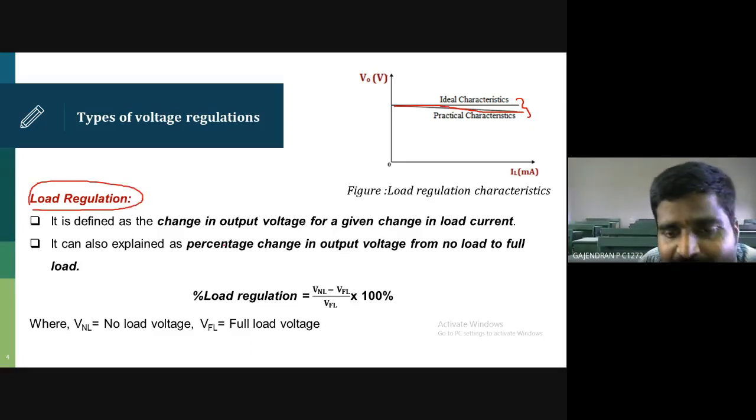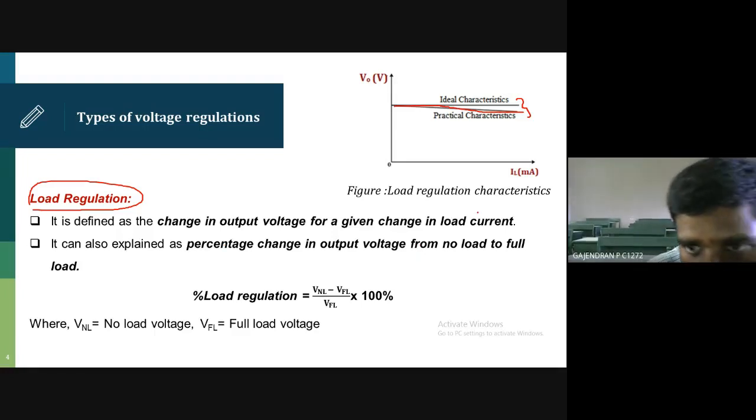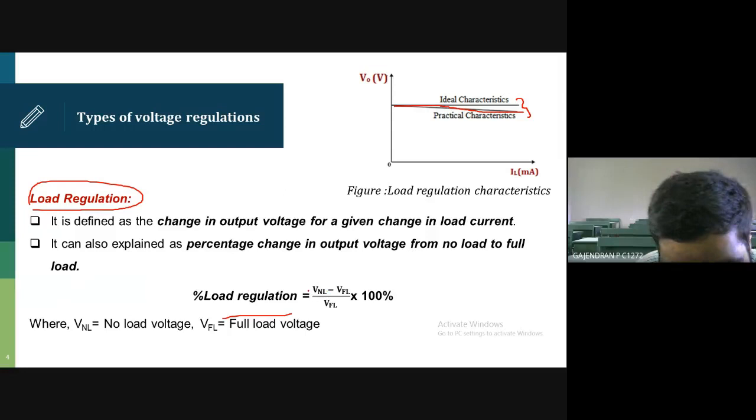If I vary the load, I get this change in voltage. How to find this load regulation? The formula to find the load regulation is based on the no load voltage. No load voltage, very simple.